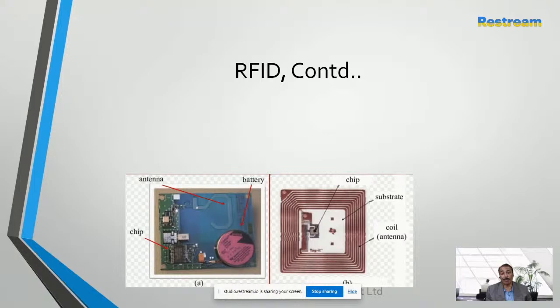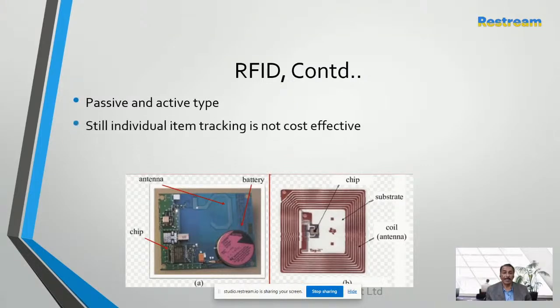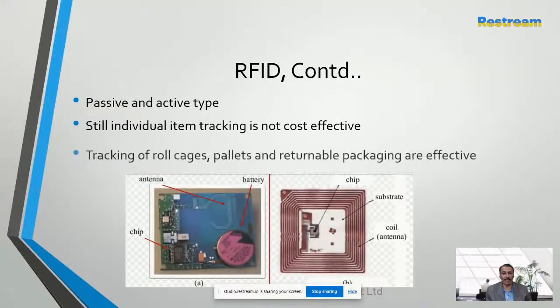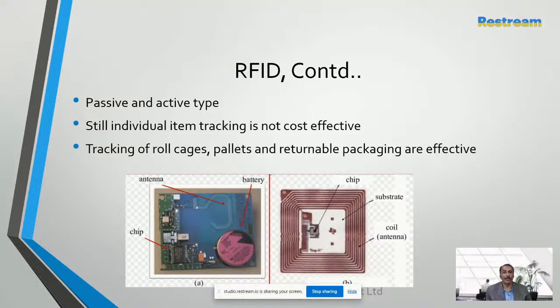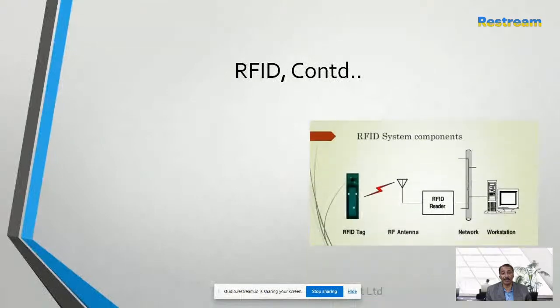Active has an inbuilt battery available to it, and you have the antenna and chip available, whereas in passive kind of a tag, you will not have the battery power source. Okay, still individual item tracking is not cost effective, because as of now it is a costly thing to have this RFID, but a lot of research is going on to reduce the price. Possibly now we are not putting this RFID on individual items. Possibly we are putting it on roll cage pallets or returnable packaging where it becomes very effective.